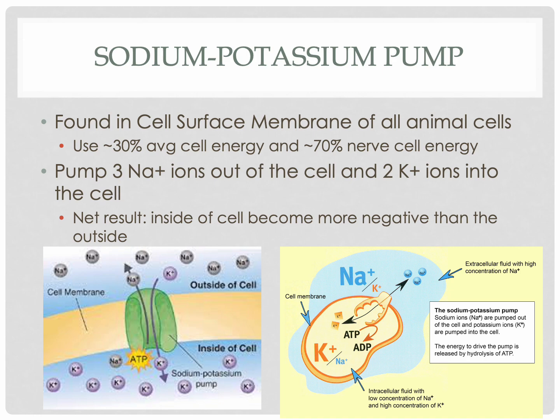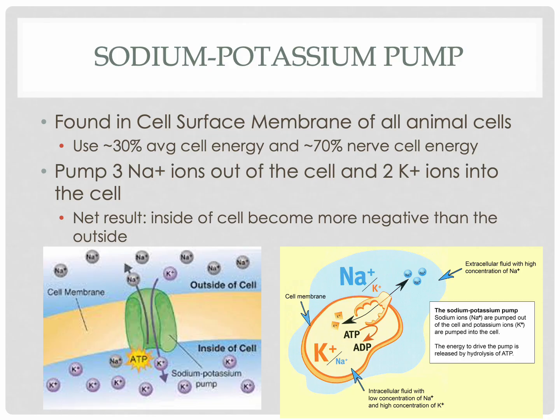An example of a carrier protein that's used for active transport is the sodium-potassium pump. It's found in the cell surface membrane of all animals. They use on average about 30% of the cell's energy, but in a nerve cell they use about 70% of the cell's energy. The role of a sodium-potassium pump is to pump 3 sodium ions out of the cell and 2 potassium ions into the cell.